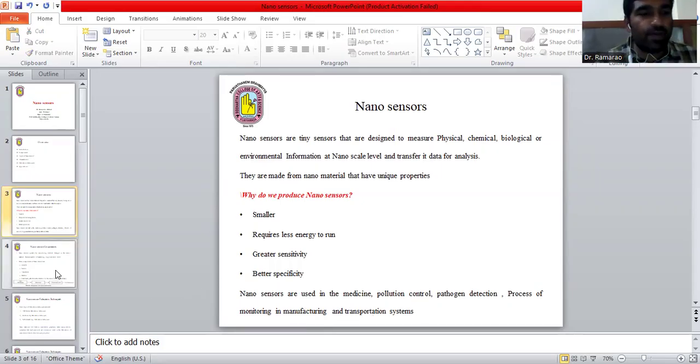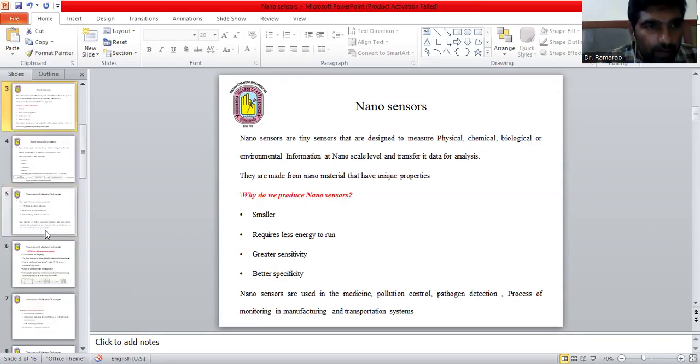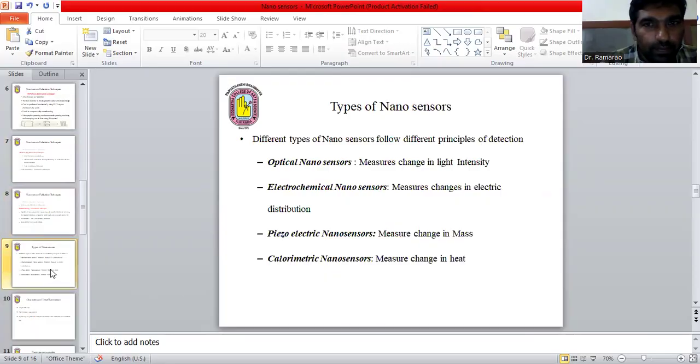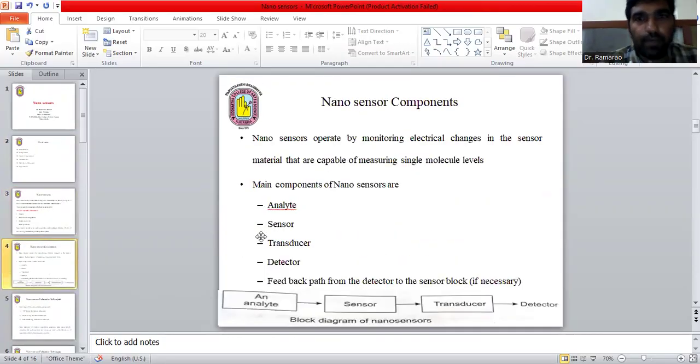So what is the mechanism of nanosensors? There are typically 4 components in nanosensors: analyte, sensor, transducer, detector, and a feedback path from the detector to the sensor. These are the 4 important components in nanosensors. This is a block diagram of nanosensors. Nanosensors usually operate by monitoring the electrical changes in the sensor material, and are capable of measuring at single molecule levels.